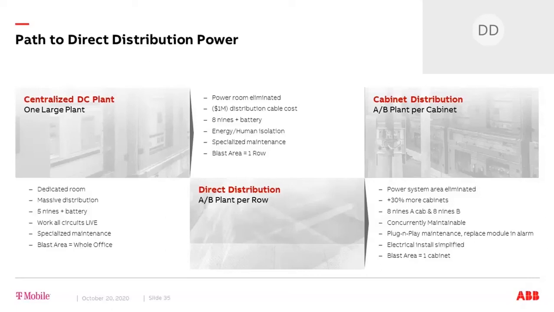Now our DD3.0 architecture has moved the rectifier, battery, and PDUs all into the IT cabinet, resulting in 30% more cabinets within the same space, concurrent maintainability, plug-and-play repairs and capacity increases, and a dual failure takes out only one cabinet. Getting direct distribution power down to the cabinet level required a new power platform, which led to our working with ABB on their Edge power systems.